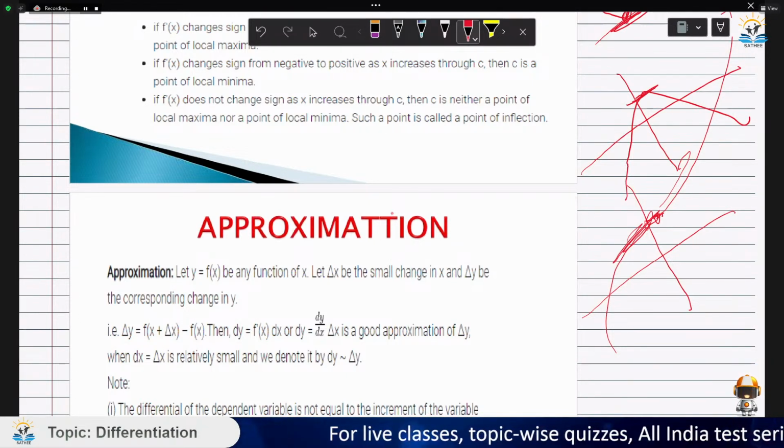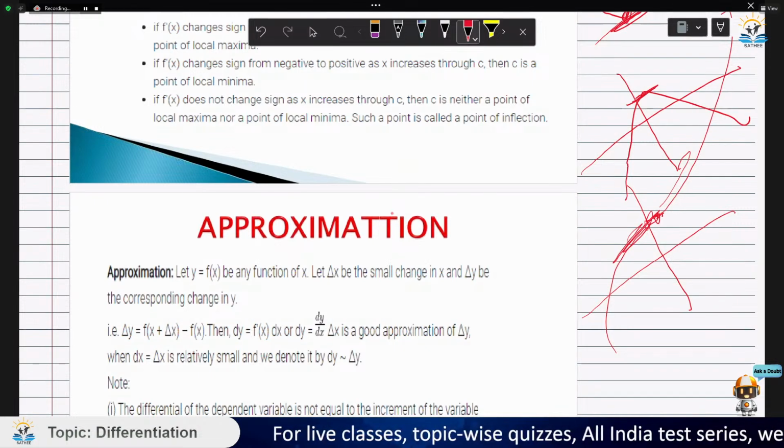Now moving on. This question we already said was easy and can be easily done. So let's move to a different part.